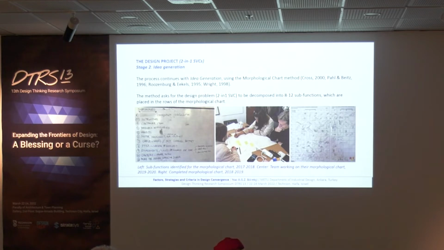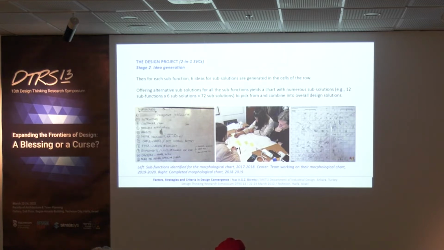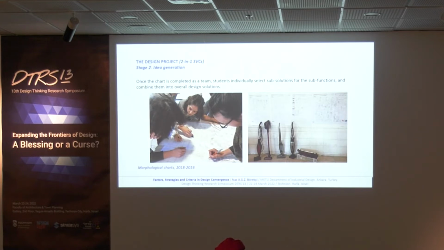If you're familiar with this method, it asks for the design problem to be decomposed into around 8 to 12 sub-functions, which are placed in the rows of the morphological chart on the left-hand side. Then for each sub-function, 6 ideas for sub-solutions are generated in the cells of the row. Offering alternative sub-solutions for all the sub-functions yields a chart with numerous sub-solutions to pick from and combine into overall design solutions.